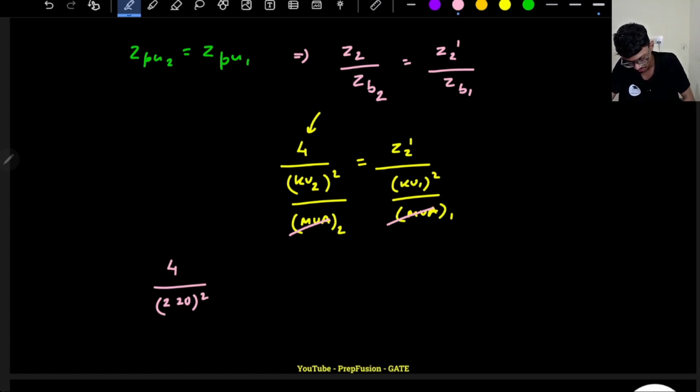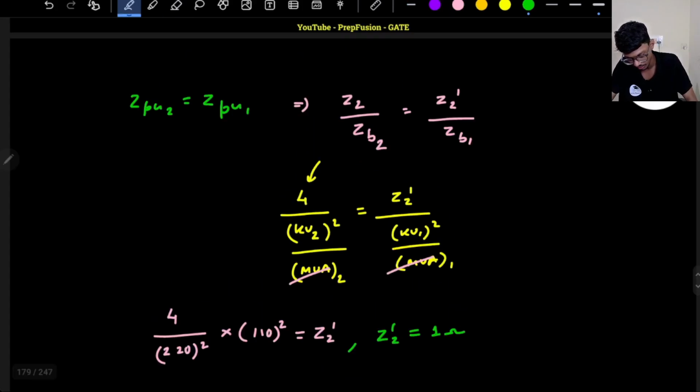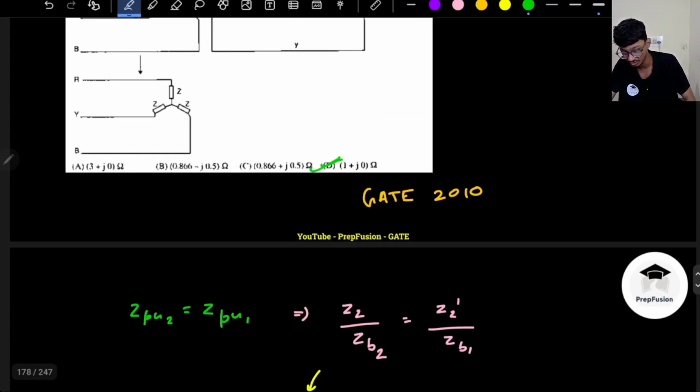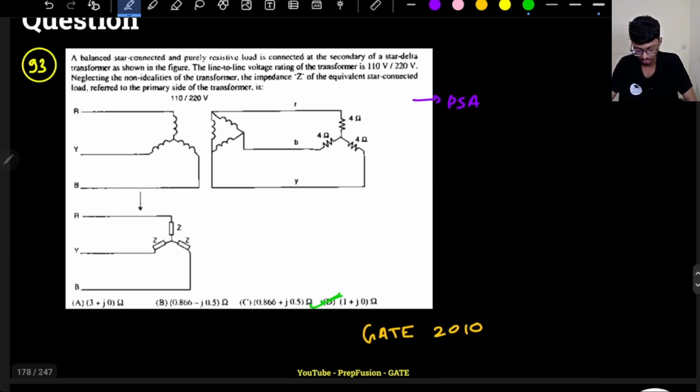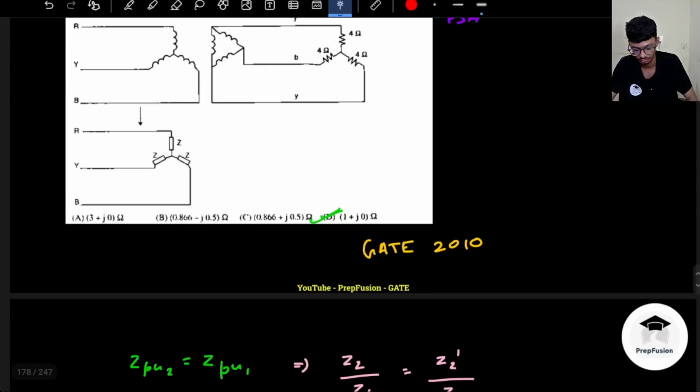not change. This will be equal to this into 110 whole square, into Z2 dash. So from here I can directly say what my Z2 dash is. Z2 dash will be equal to 4 divided by 4, that is 1 ohm. So 1 ohm is present in option D. I know there is a bit of controversy in this question. This will be clear to you when we move into power system analysis. Now let's solve the next question.